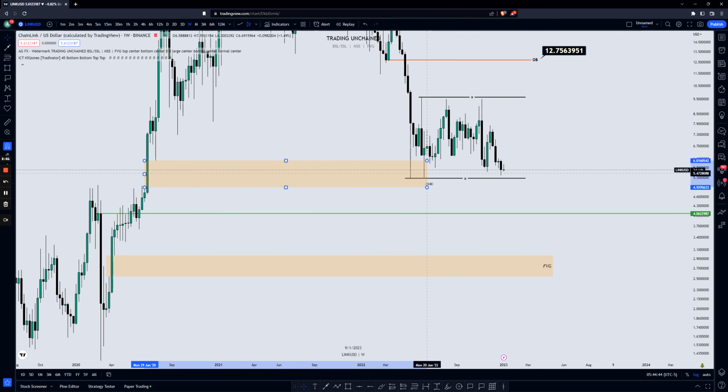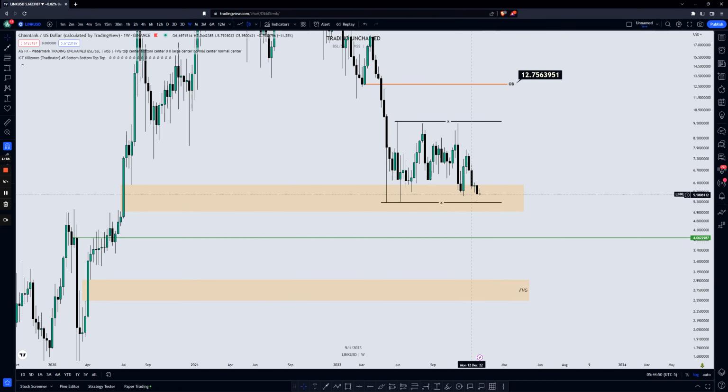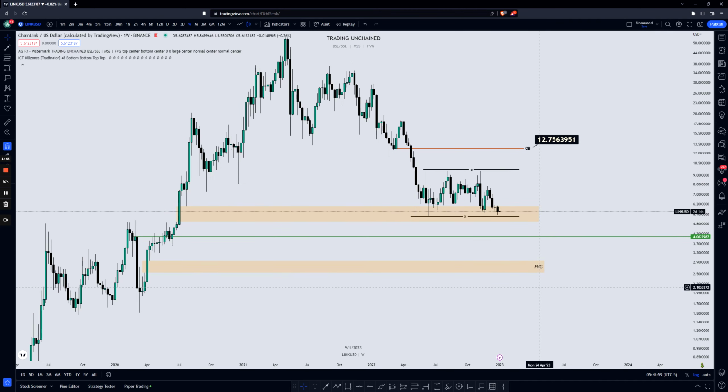Hard to say. Yes, it is a fair value gap, or more like an imbalance for me. So we can make a first buy here. We can buy here also at 4 and then below 3. For now, this is all I have. This is all I'm looking at.